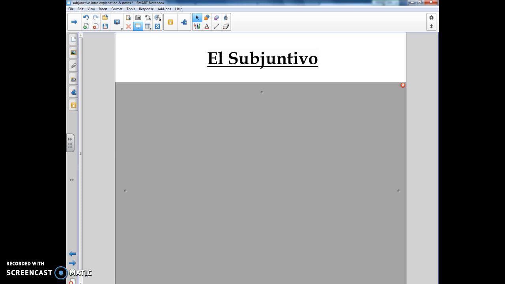Okay, so I'm going to give you a little introduction of why we use the subjunctive and how to conjugate the subjunctive. We're not going to get too in depth about going into complete sentences using the subjunctive quite yet, but I just want to show you at least how to conjugate it.